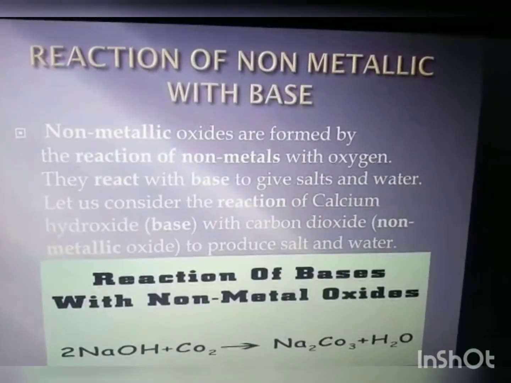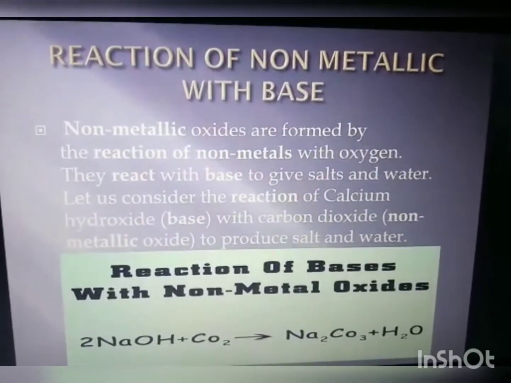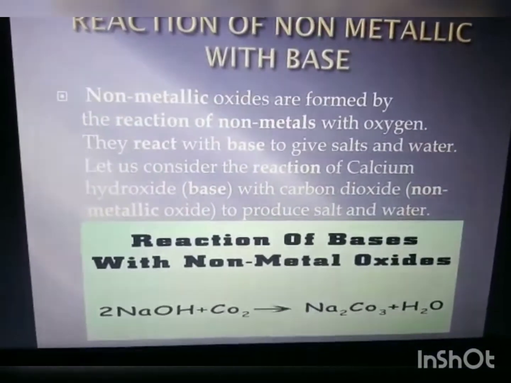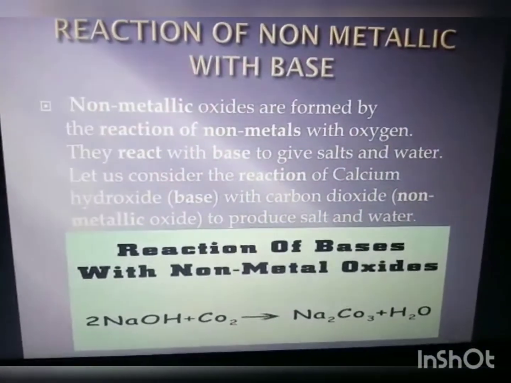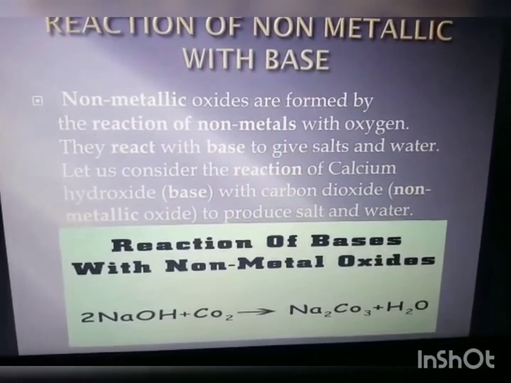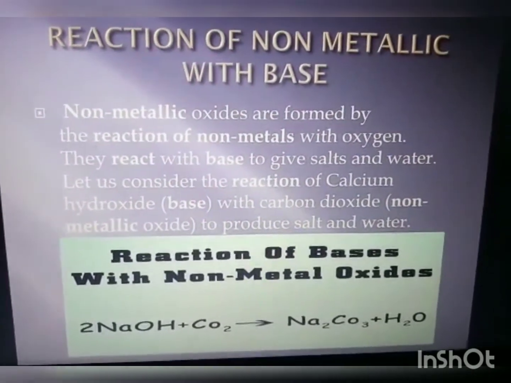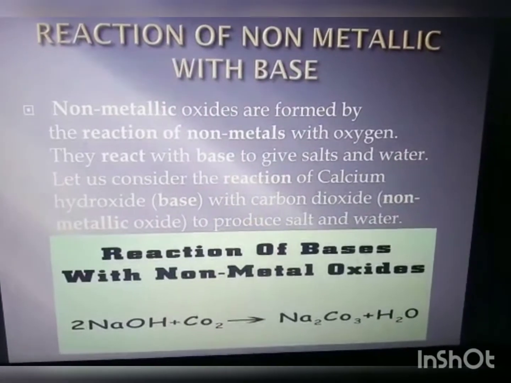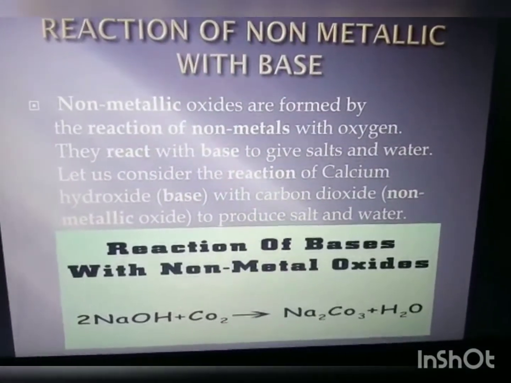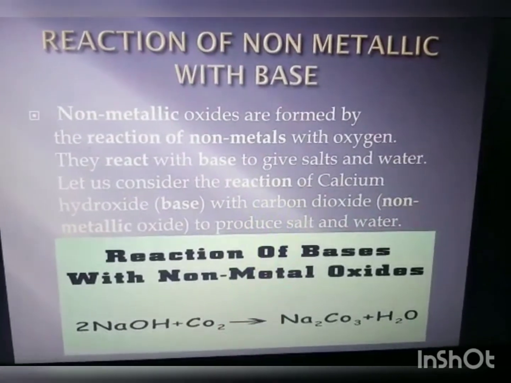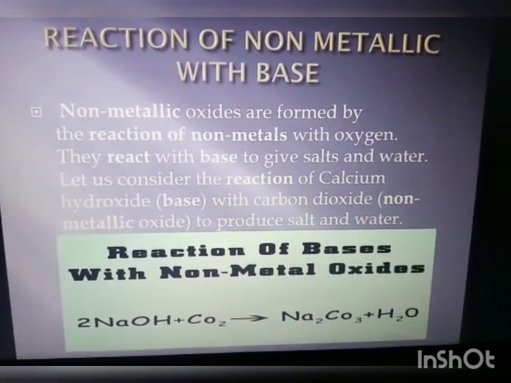Reaction of bases with non-metallic oxide, one example I have taken, that is sodium hydroxide. This sodium hydroxide, when it reacts with carbon dioxide, it gives sodium carbonate and water. This reaction is similar to the reaction of base with acid, which is salt and water are formed by the reaction of base with non-metallic oxide.